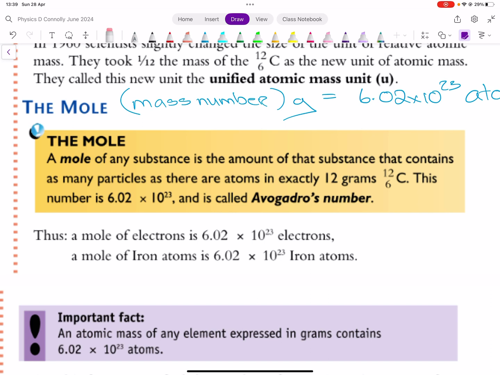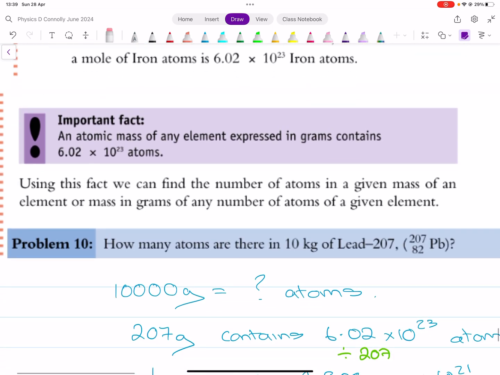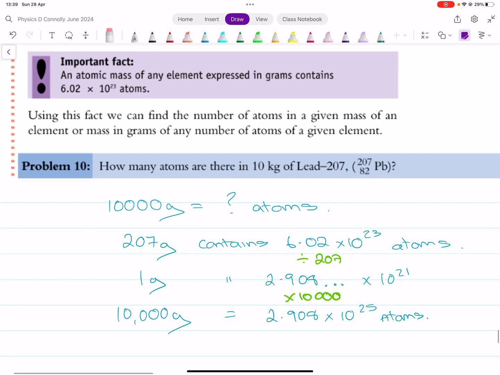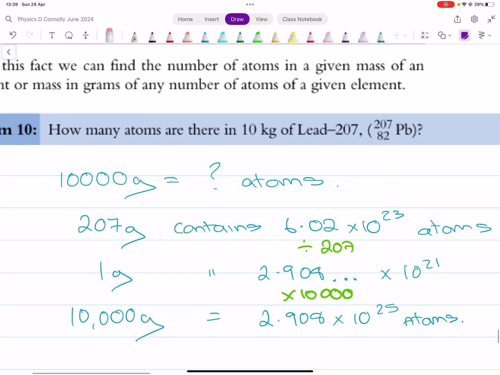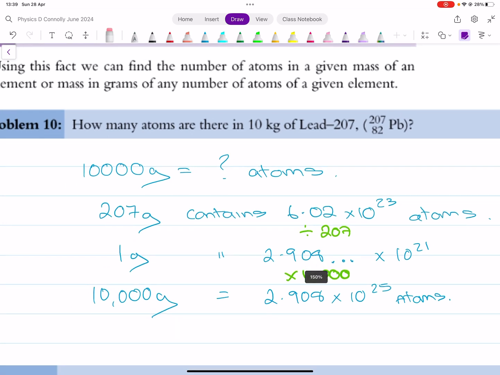I'm going to try and simplify it because I know that definition is kind of mind-bending. Essentially, a mole of any one substance is equal to its mass number. So let me show you. I have this done already, but we can rub it out if we go.